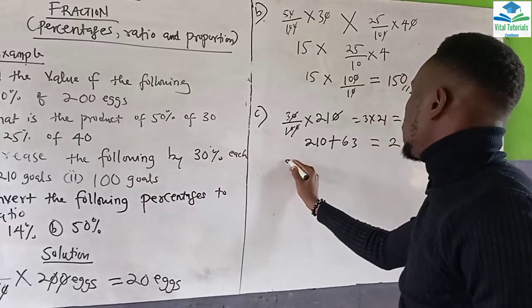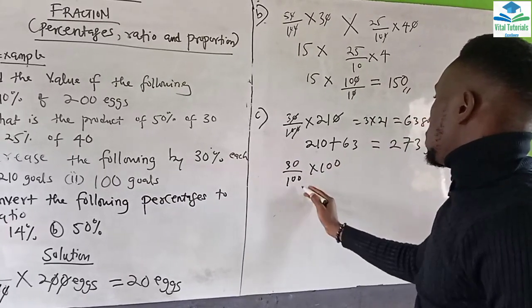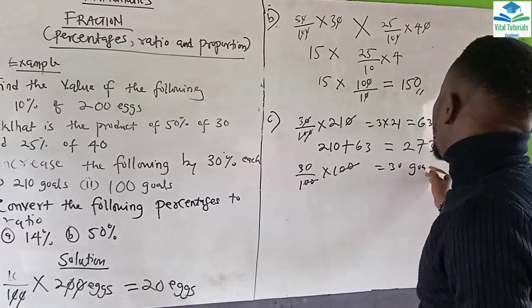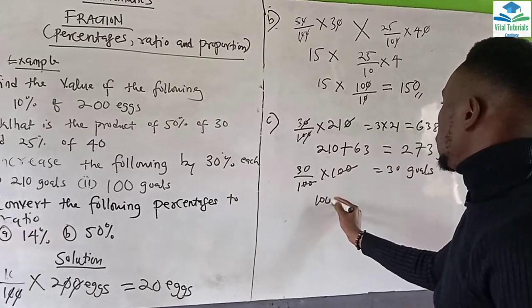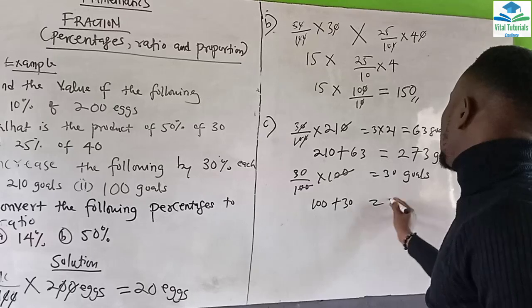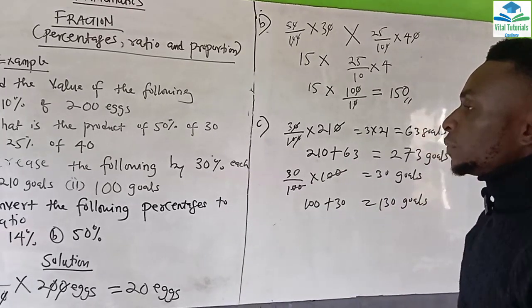Now also, we have this part for 100 goals. Now I say 30% of 100. This 0, this 0, we have 30 goals. That means you say increase it also. You're going to add this original 100 goals plus the 30 goals. That is 130 goals. That's how you increase by percentage.